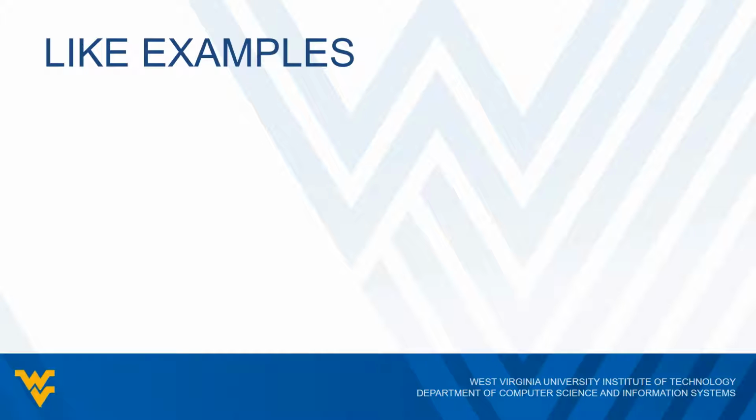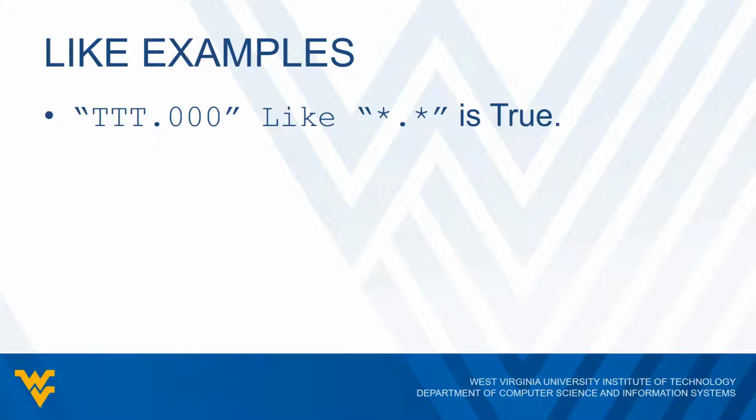Let's do a couple more examples just to help us understand how to do this whole pattern matching thing. So here we have our string as TTT.000, and the T's are capitalized, and we're trying to see if it matches the pattern star dot star. We see this is true. Why is this true? Well, let's look at our pattern and see what we're trying to do.